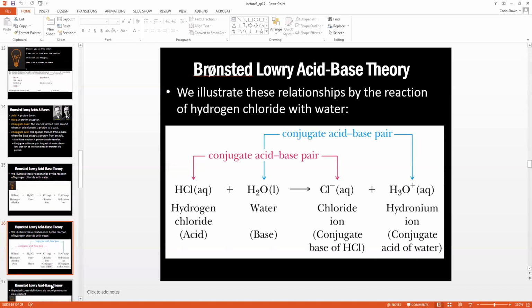This shows you how we would identify conjugate acid-base pairs. Notice the HCl gives up the H, so the Cl minus becomes the conjugate base. The water receives the proton, or takes the proton, depending upon how you want to designate that, and it becomes the conjugate acid.